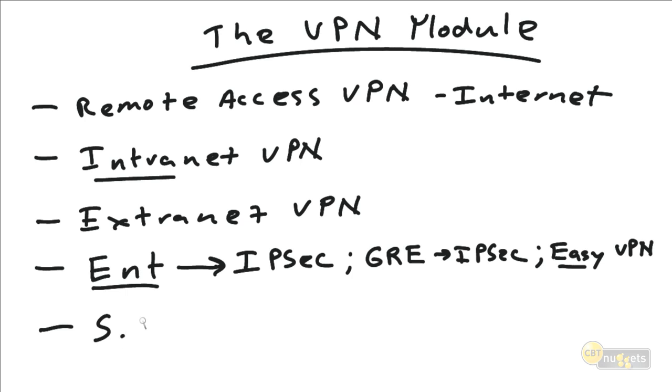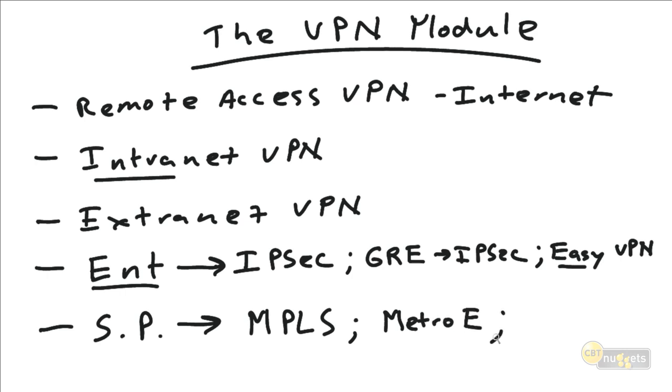But what about the service provider just handling the VPN stuff for us? Well, great examples of this are MPLS. We talked about it earlier. Multi-protocol label switching VPNs are something that the service provider can just handle for us. How about that Metro E? Yeah, Metro Ethernet can provide our VPN services across town, and that's something the service provider will handle.